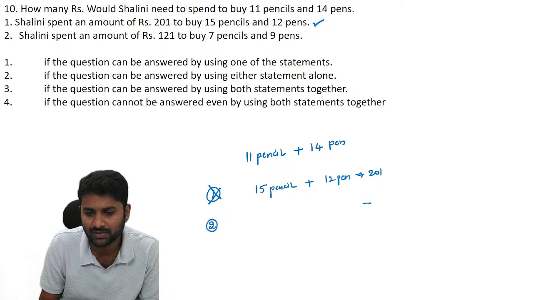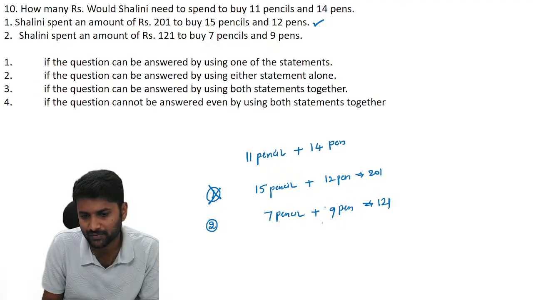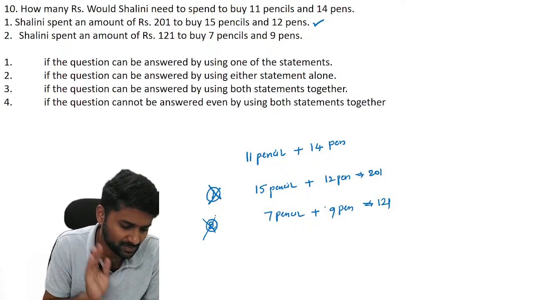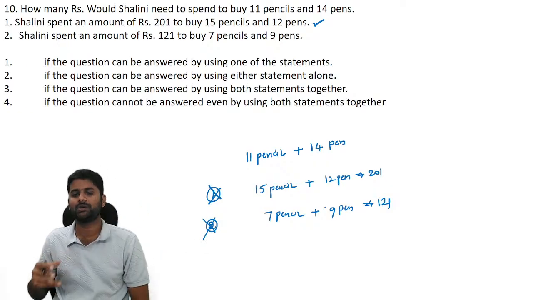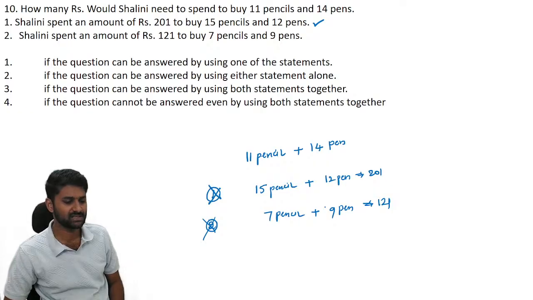Statement 2. So he spent 121 while purchasing 7 pencils and 9 pens. Definitely, if you solve this statement again, you are not getting anything. Taking statement 1 alone or statement 2 alone is not sufficient to identify the result.